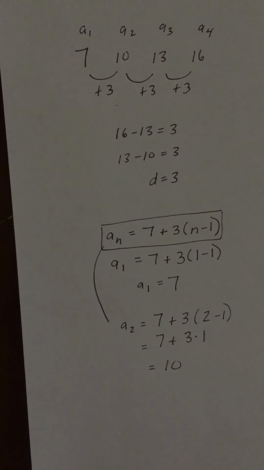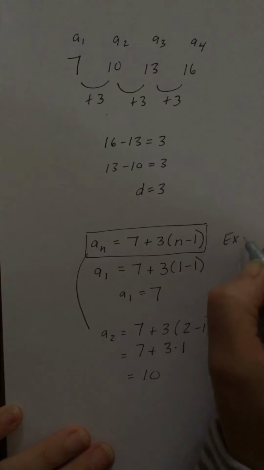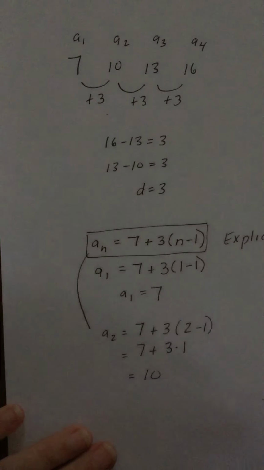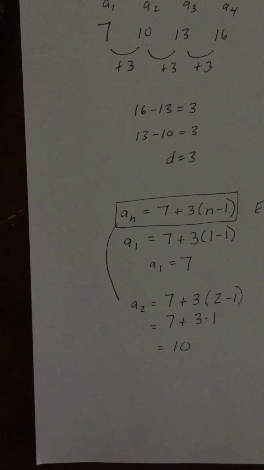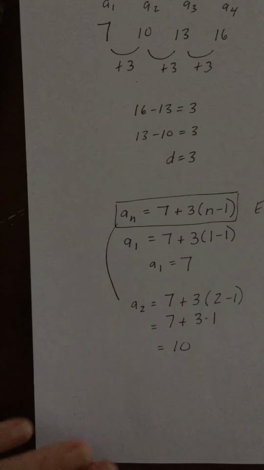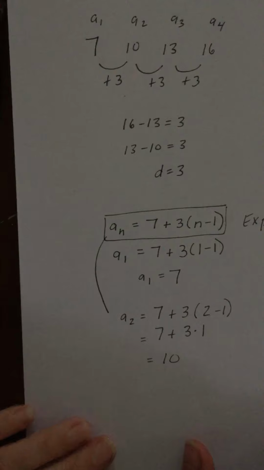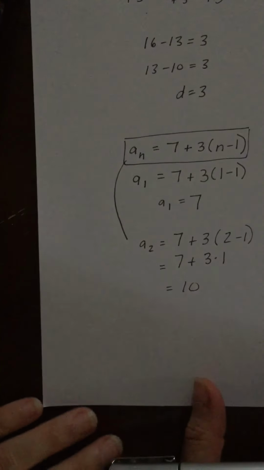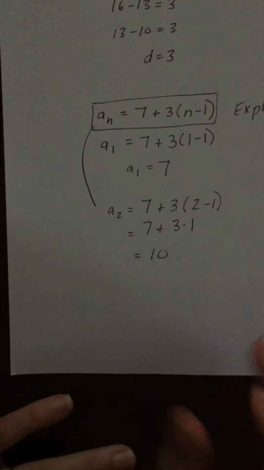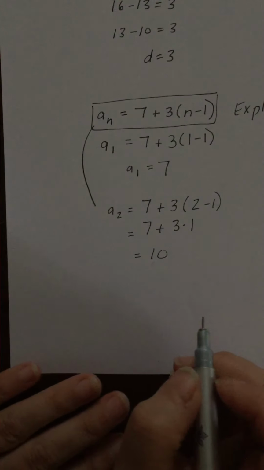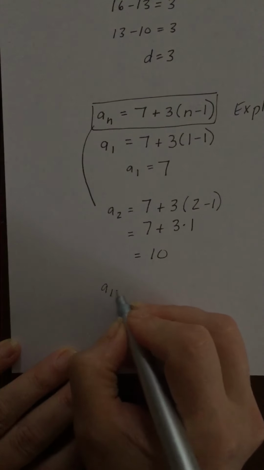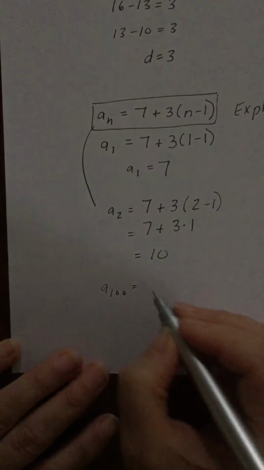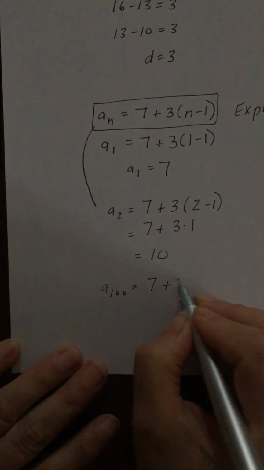That definition is what's called an explicit definition. I'm going to write that, explicit. It means that it just jumps and gets you right to the term that you want to find. What's nice about an explicit definition is that I can actually plug in a number like 100. Let's say I find the 100th term, and I can immediately jump to it.